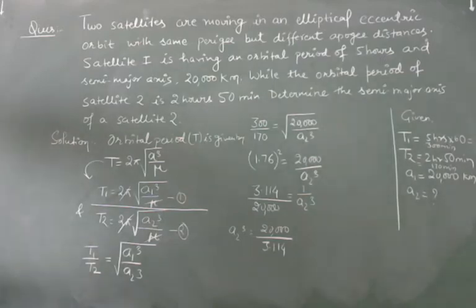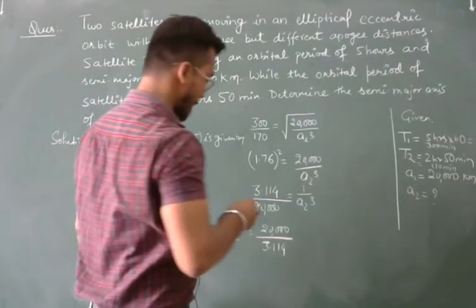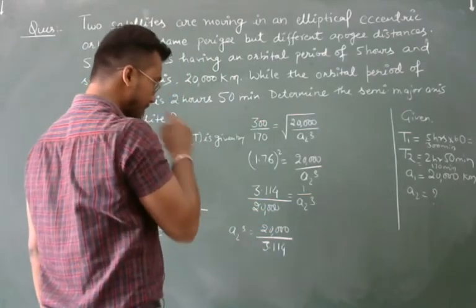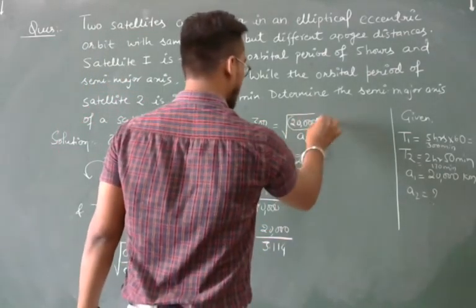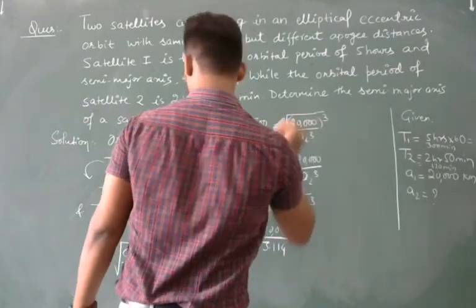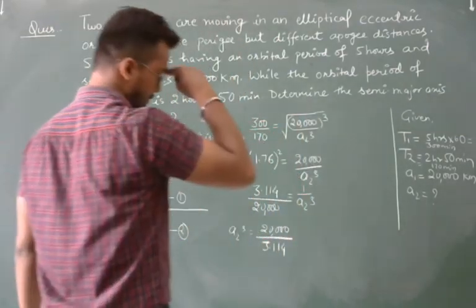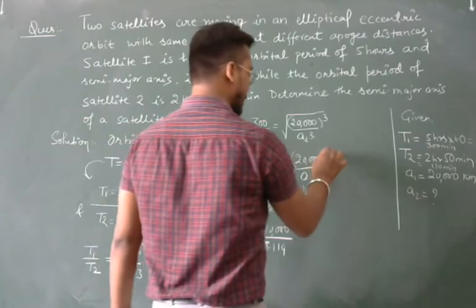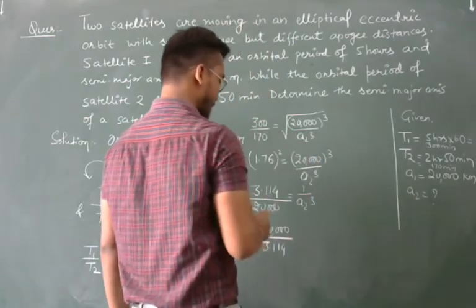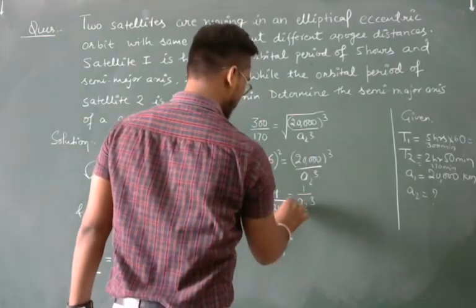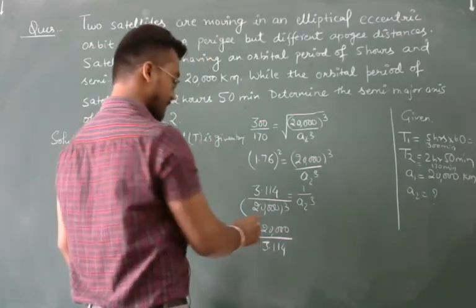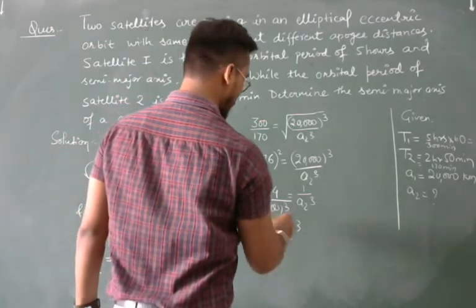Is there something wrong? I think yes. See, this is A cube. We have to write down the cube of it. So here it will be cube, here it will be cube, here it will be cube.